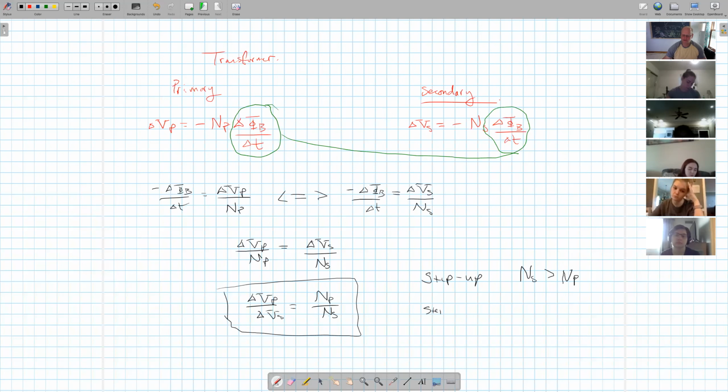For a step down, to do the opposite, I need the number of loops of the primary to be greater than the number of loops of the secondary.